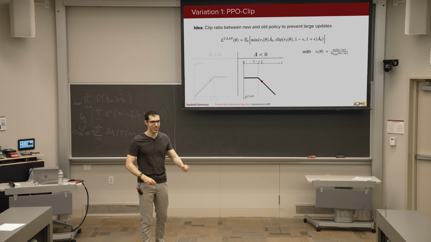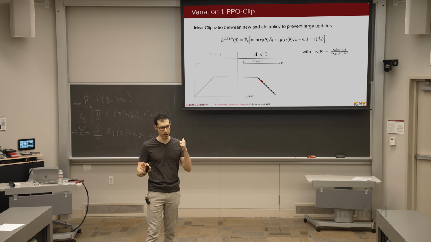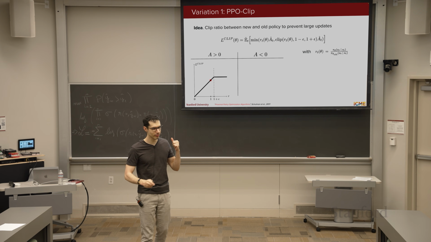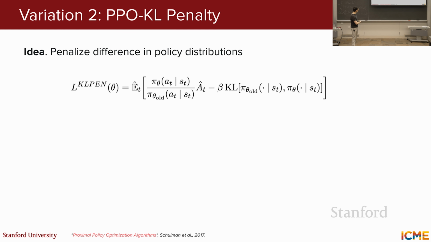Cool. So this is the first variant that the PPO paper mentions. So it's called PPO clip. The second variant that we have is the one that uses KL divergence, which is called KL penalty. And this one is a function of the ratio times the advantage minus the KL divergence between the old policy, which is the previous iteration, and the current iteration.